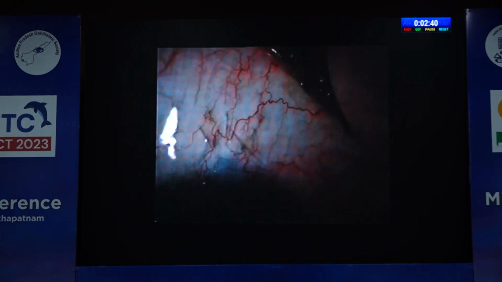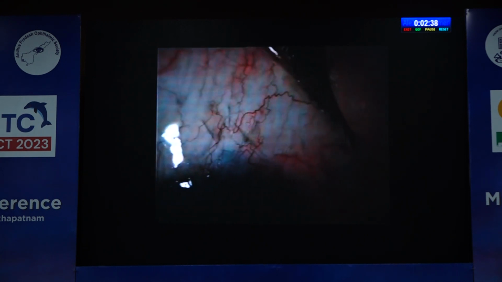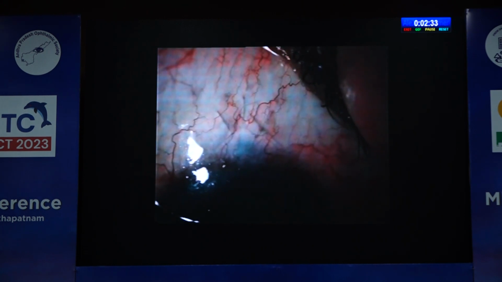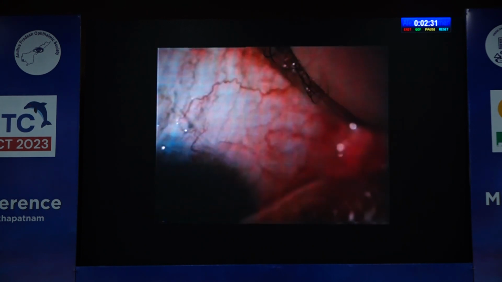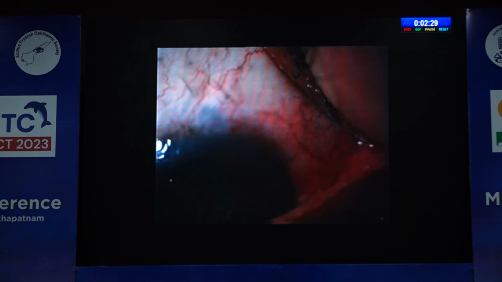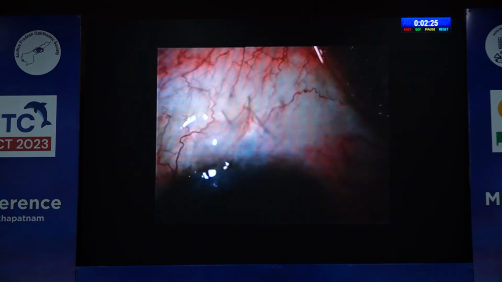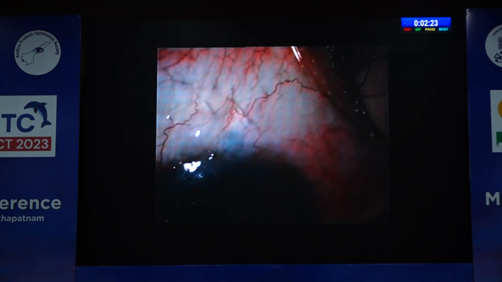So this is one case, 3 interrupted sutures have been used. This is one of the early cases of my fellowship. Here what has not been done is digital massage. All 3 sutures have been lysed, but digital massage has not been given. So now digital massage is being given. It is being given gently, intermittently, and we can see that the bleb has started forming.